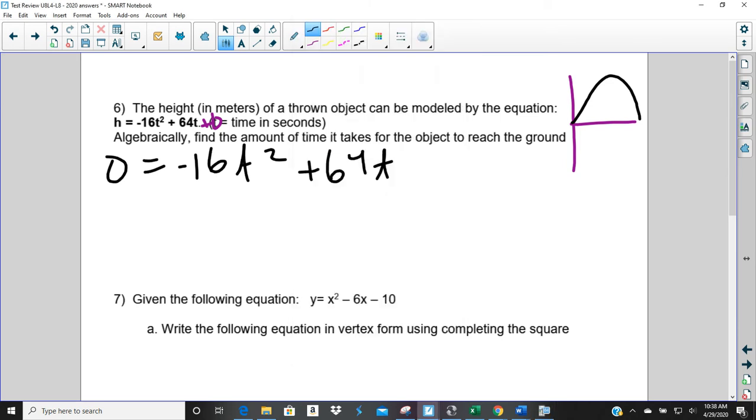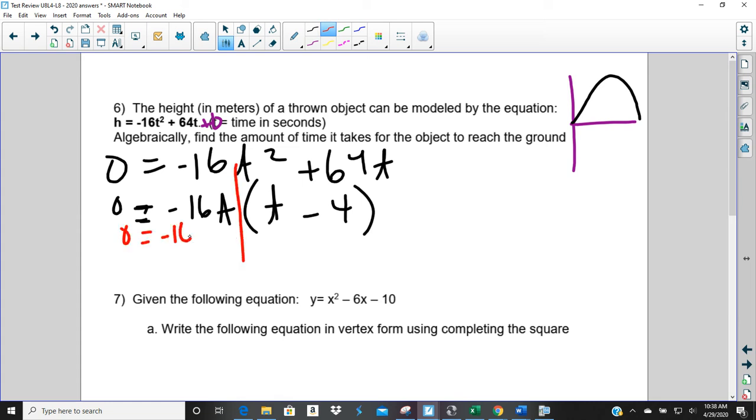Good. So I'm going to come over here. I'm going to do 0 equals negative 16. T is also a GCF, parenthesis. I'm left with positive t minus 4. So now when I make my line down the middle, I get 0 equals negative 16t, and I get 0 equals t minus 4. Therefore, when I divide by negative 16, looky, looky, 0 equals t.